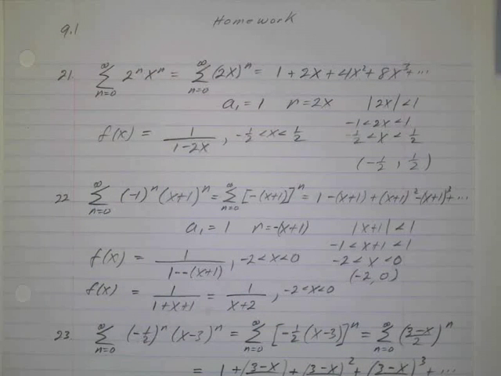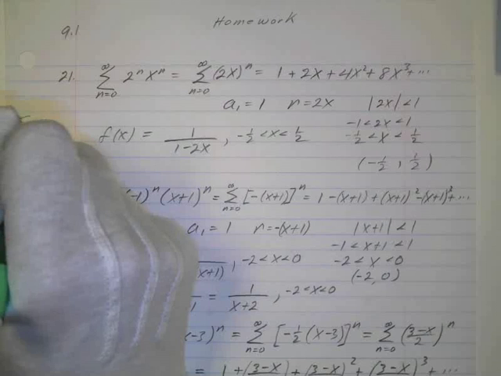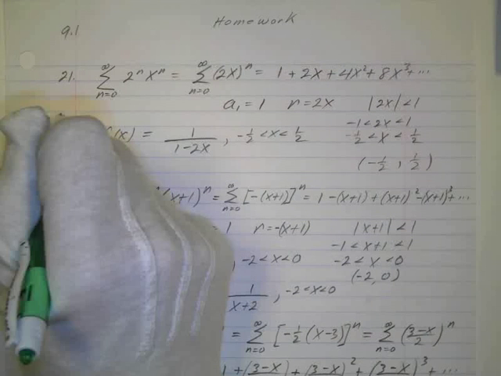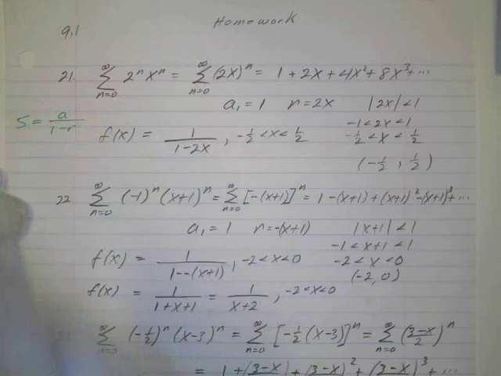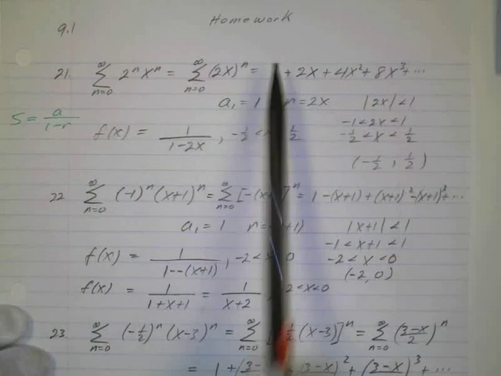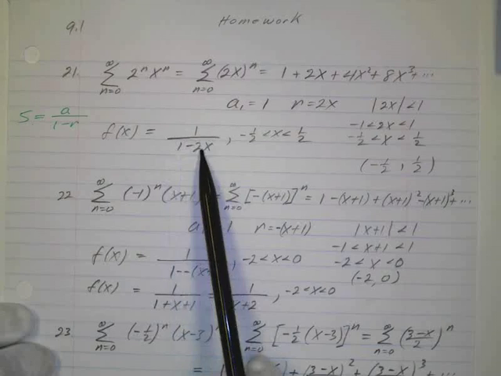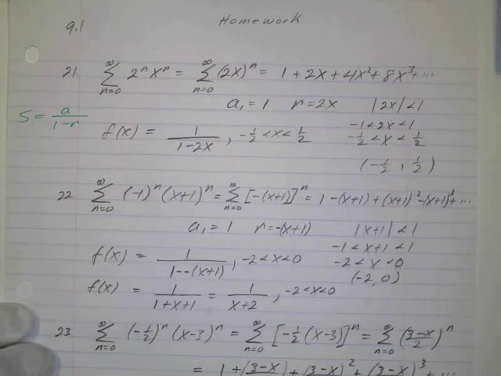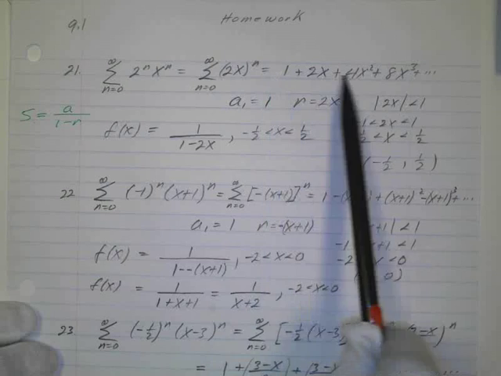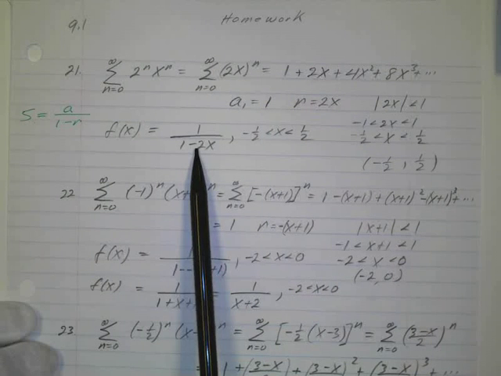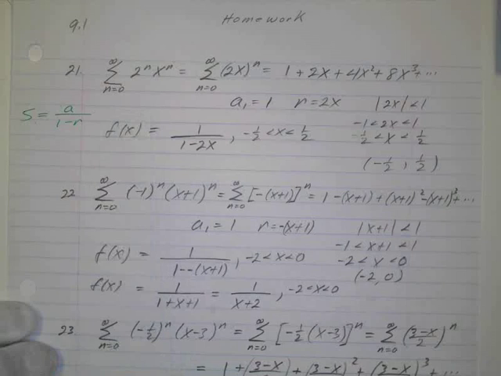Now, if I go back and write this as a function, I just use my sum formula. Remember, S, the sum of the function, equals a over 1 minus r. So my a is 1, and my 1 minus r is 1 minus 2x. So there's my function. Basically, that's what this is equal to. The sum of all these is equal to that, because it's a geometric series. So there's my function.